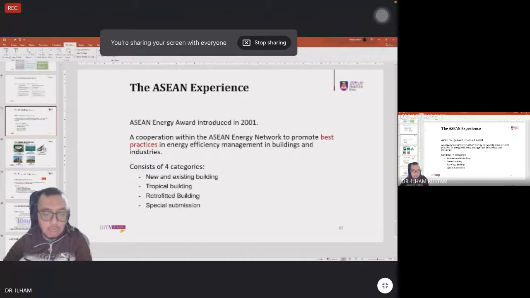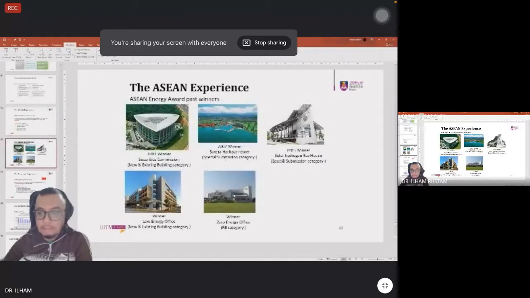Special submission is where, if I'm not mistaken, one of the Malaysian buildings also got an award. Let me double check. I can't see it. Usually special submission is a building that is beautiful, a bit unusual. Is this it? Sutra Harbour Resort? I don't think so. I've seen it before, but never mind, I'll double check if I remember. But basically these are the buildings that have been awarded as of 2005.